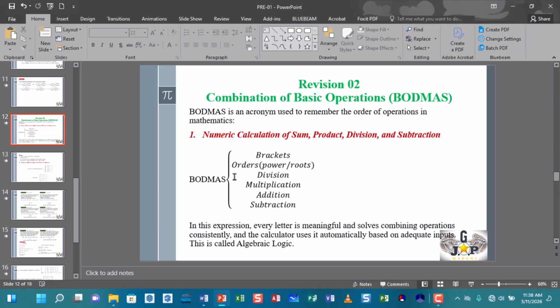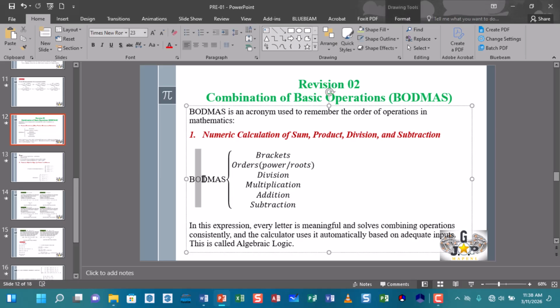So there is order in solving this. Each and every time they give you an operation with a bracket and there's a division sign there, the bracket tends to dominate the division. You see on BODMAS that the B comes first, then the O, the D, the M, the A, and the S. So the brackets dominate the rest of this order.